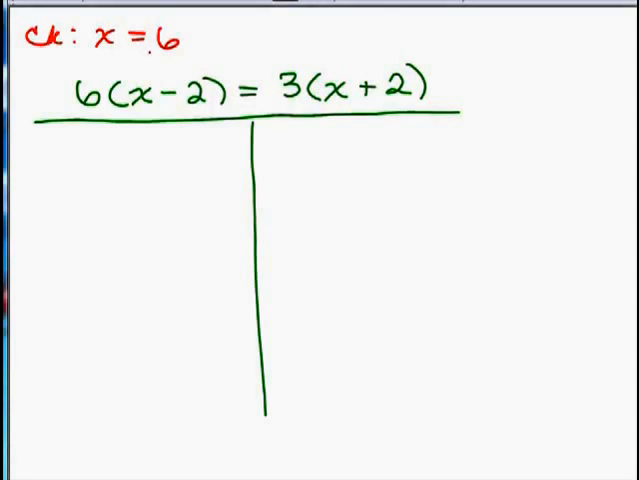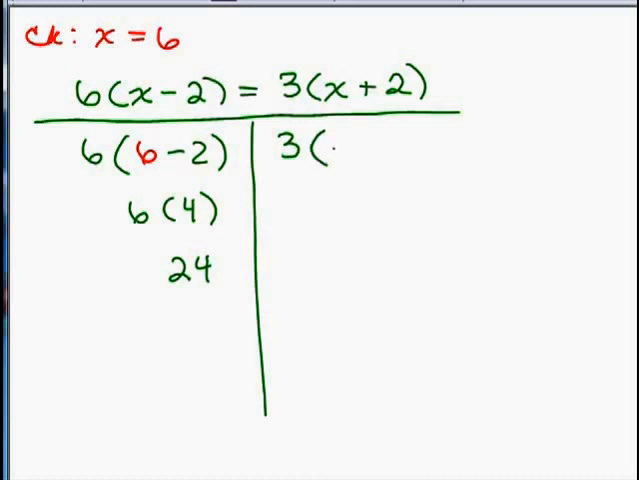So we're going to check to see if x equals 6 is the correct solution. So we will plug in 6 for x. And then we're only going to simplify one side at a time. So we're going to take the left-hand side and use the order of operations, which means we simplify inside parentheses first. So that will be 6 times 4, which is 24. Now let's do the right-hand side. We'll put in 6 for x over here.